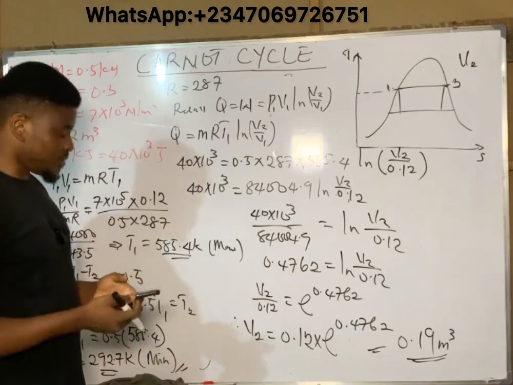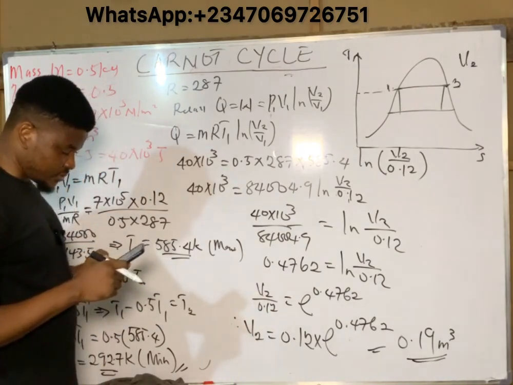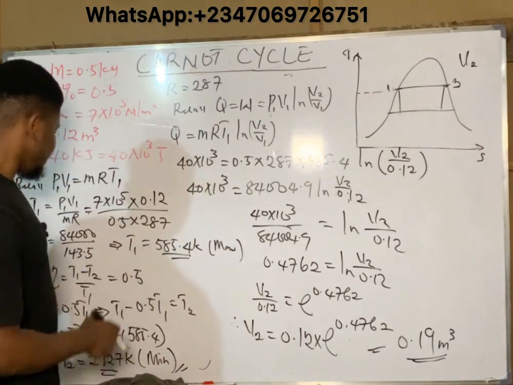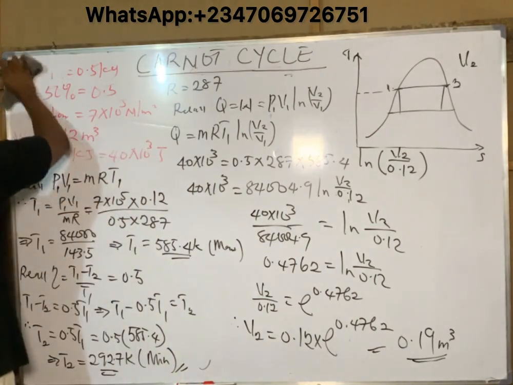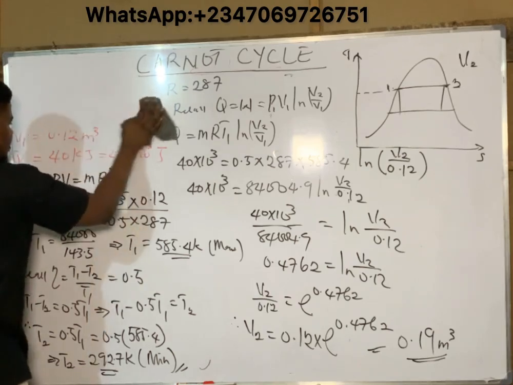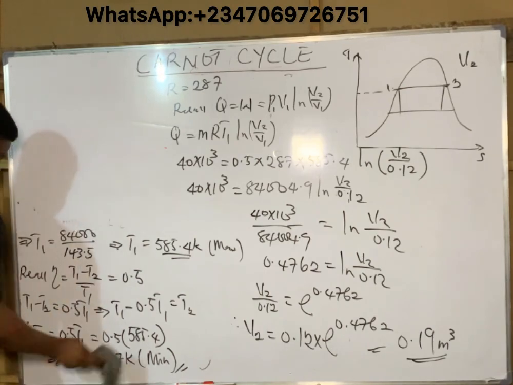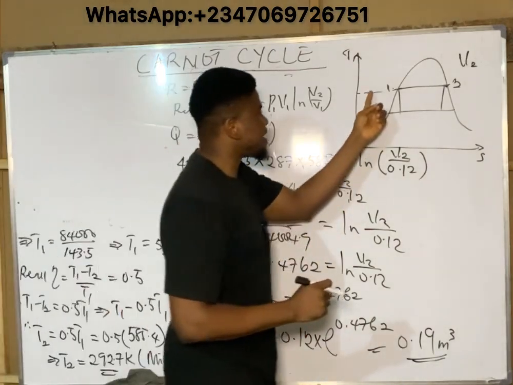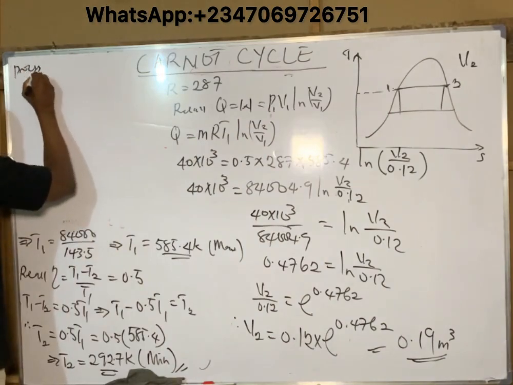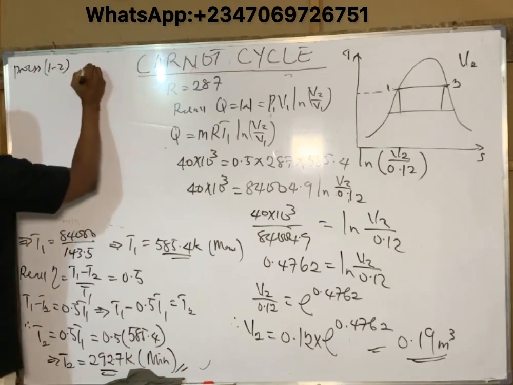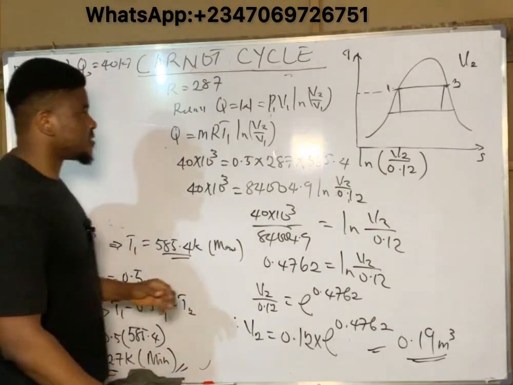So the final question says we should find heat supply, heat transferred for the 4 processes in kilojoules. Okay, so we can do that here. Keeping in mind our heat supplied is given as 40 kilojoules. So for the 4 processes, the first process 1 to 2 is isothermal expansion. So for process 1 to 2, the heat supplied there remains 40 kilojoules. Isothermal expansion, it remains 40 kilojoules.